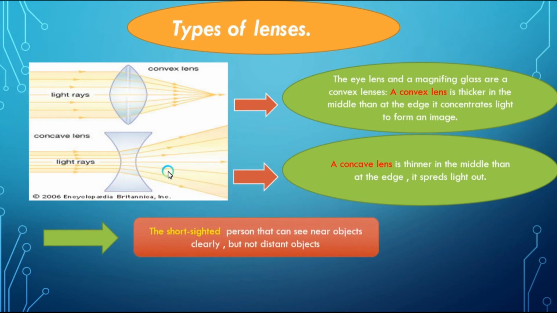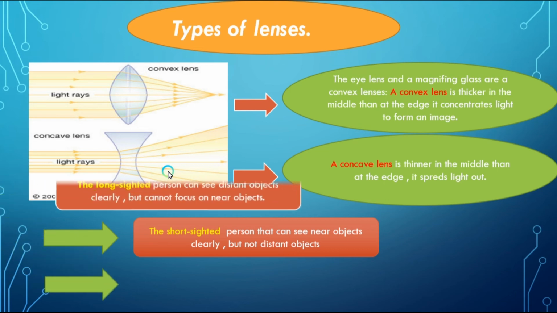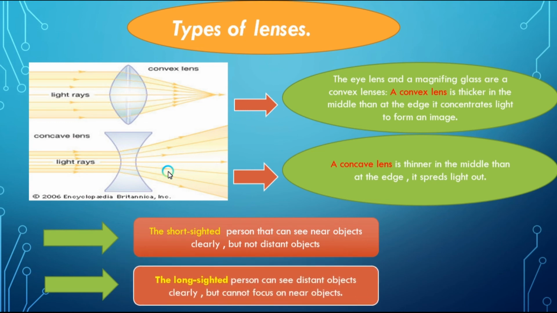And now, the short-sighted. Some people cannot see clearly. Some persons can see near objects, but cannot see far, distant objects. This problem is called short-sighted. You can see only at a short distance. The other kind of person can see the distant object, but cannot see the near object. It's called long-sighted. The long-sighted person can see the distant object clearly, but cannot focus on near objects.